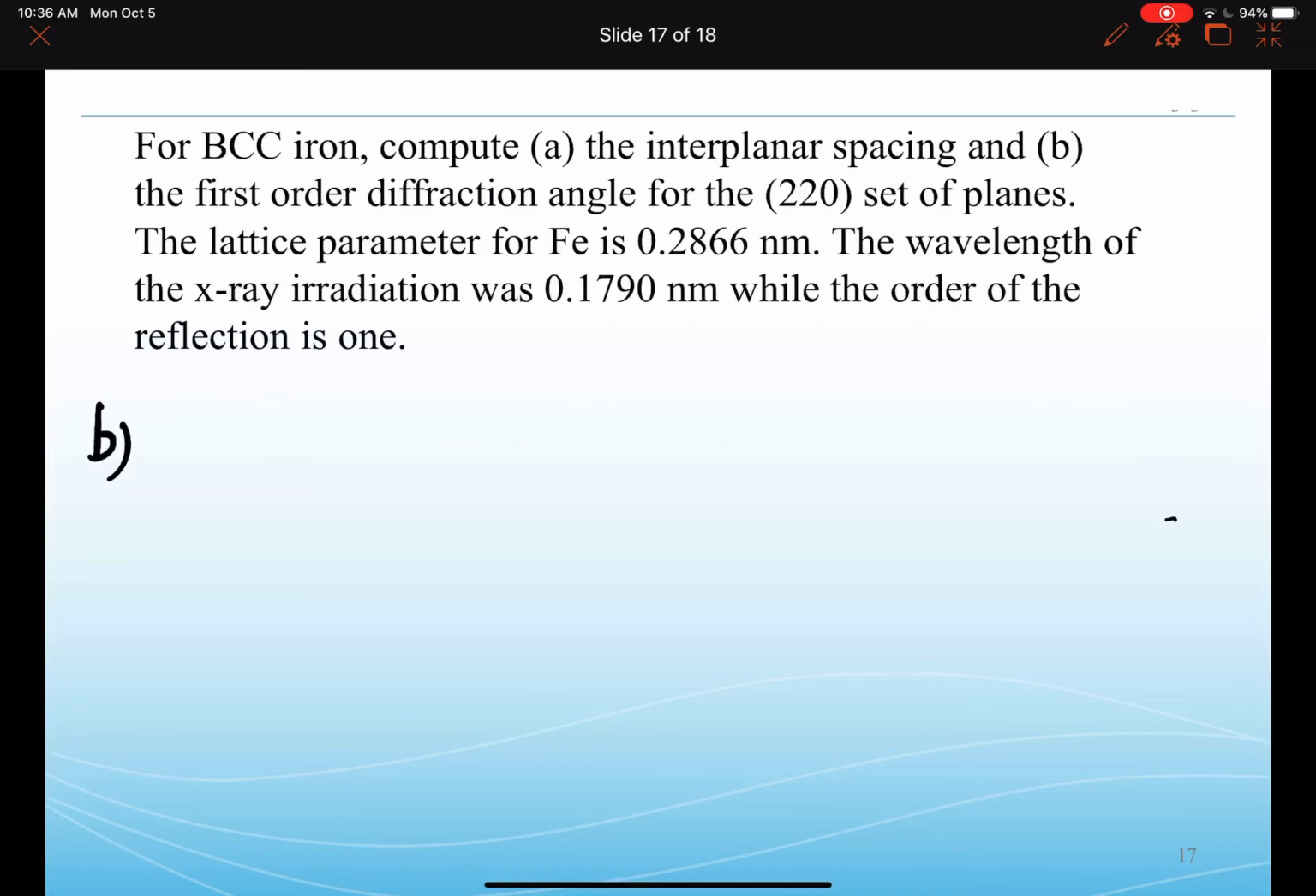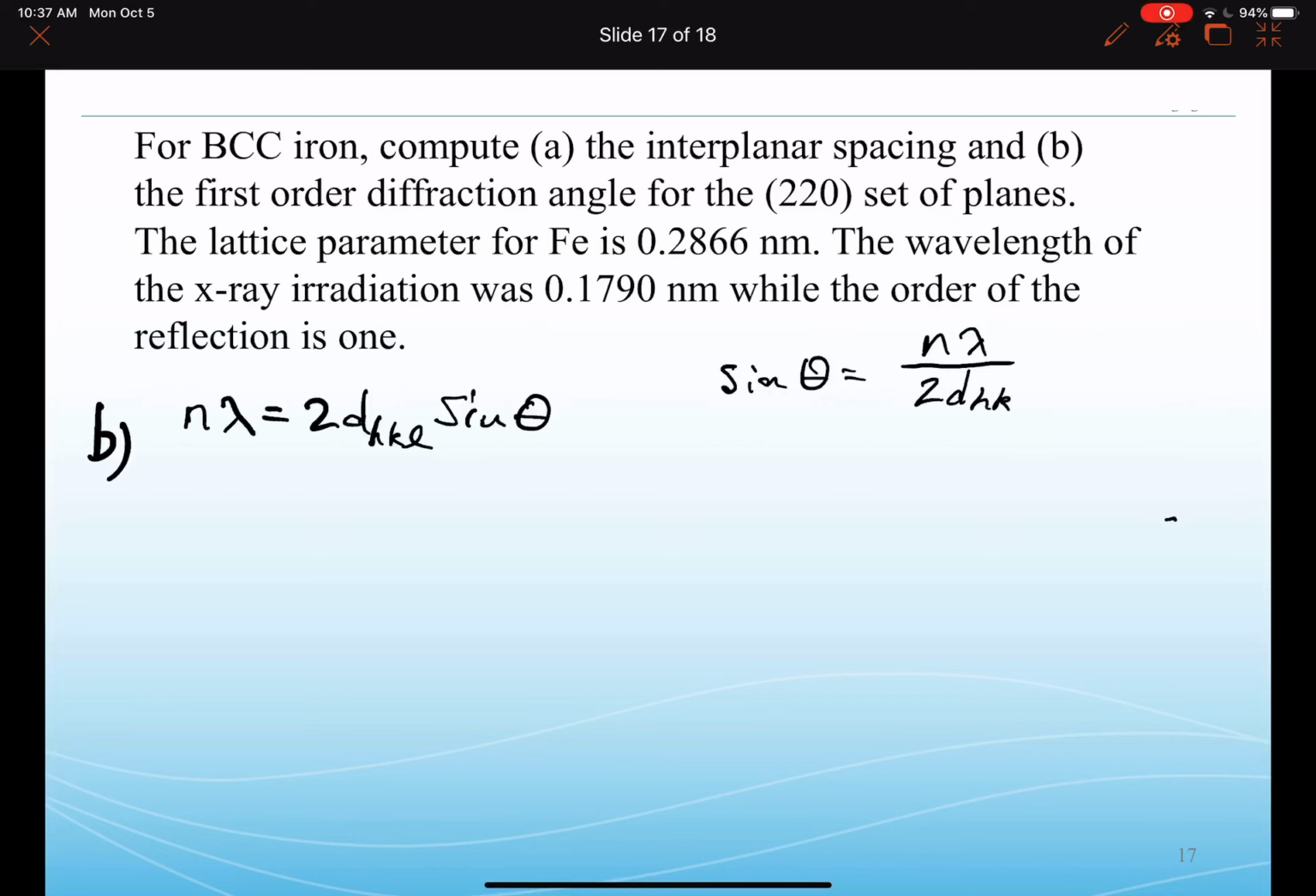Part B. So we have Bragg's law, n lambda is equal to 2 d_hkl sine theta. We are asked to find the first order diffraction angle. So solve for sine theta. So sine theta is equal to n lambda over 2 d_hkl.